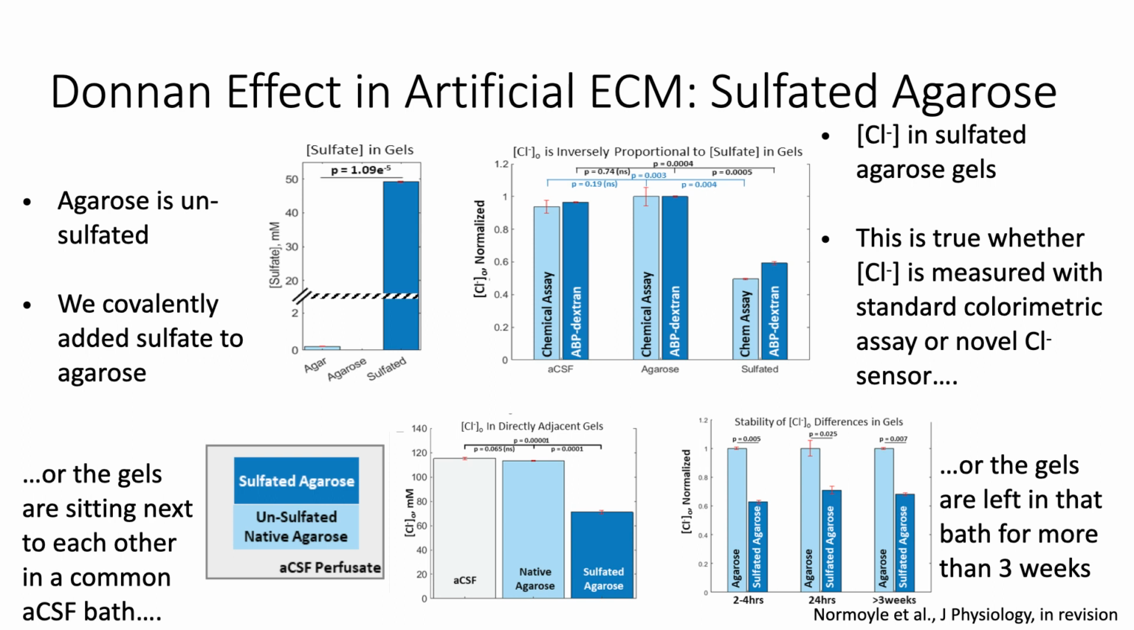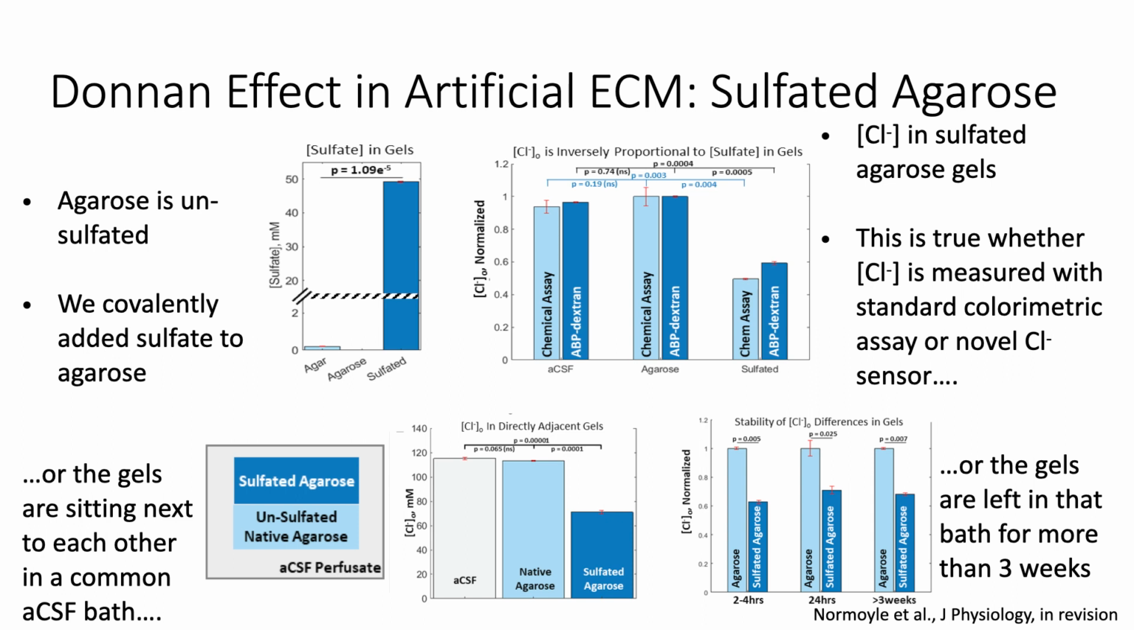So many of us have used agarose in the lab, right? It's going to form a gel, and the important thing if you're trying to separate anions like DNA is that it doesn't actually have any anions of its own. And so what we did was we chemically put them there. So we made a sulfated agarose that ended up having about 50 millimolar worth of covalently added sulfate.